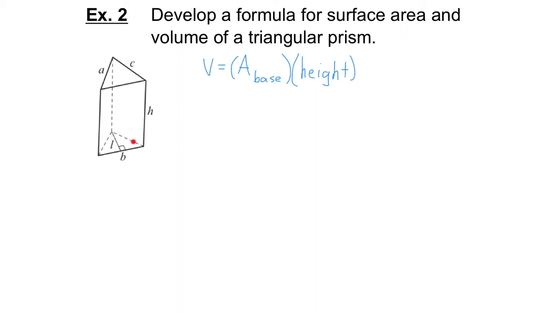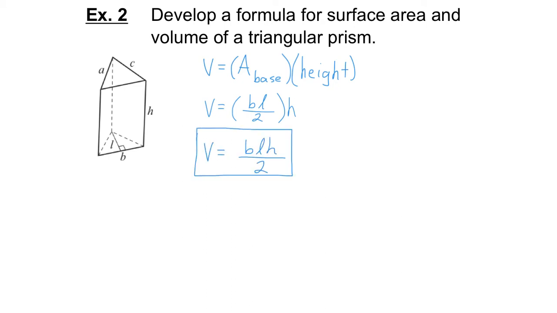Well, the base is the triangle. So what's the area of the triangle? Well, it's B times L divided by 2. Then I need to multiply that area of the base by the height of the prism. So I end up with BL over 2 times H, or I can simplify that to BLH over 2. So there you have the volume formula for a triangular prism.